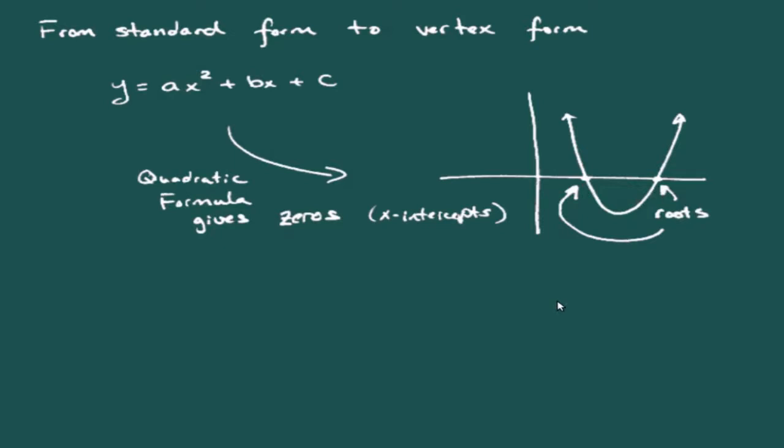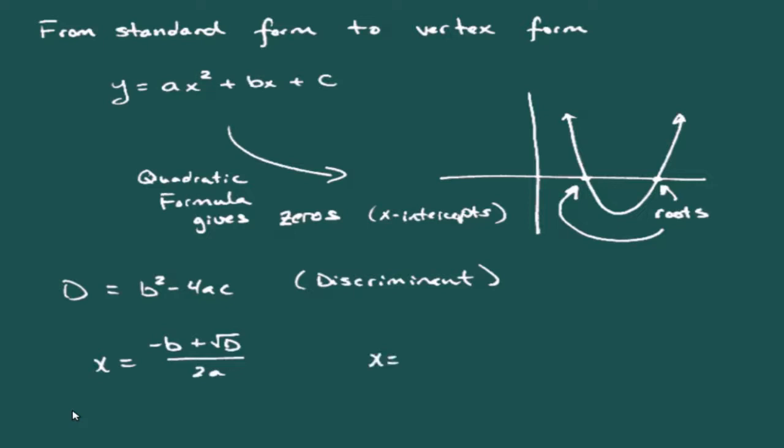Just to remind us of the quadratic formula, we've got the discriminant, d is equal to b squared minus 4ac, and then the roots are given by x is equal to negative b plus the square root of d over 2a, and x is equal to negative b minus the square root of d over 2a.